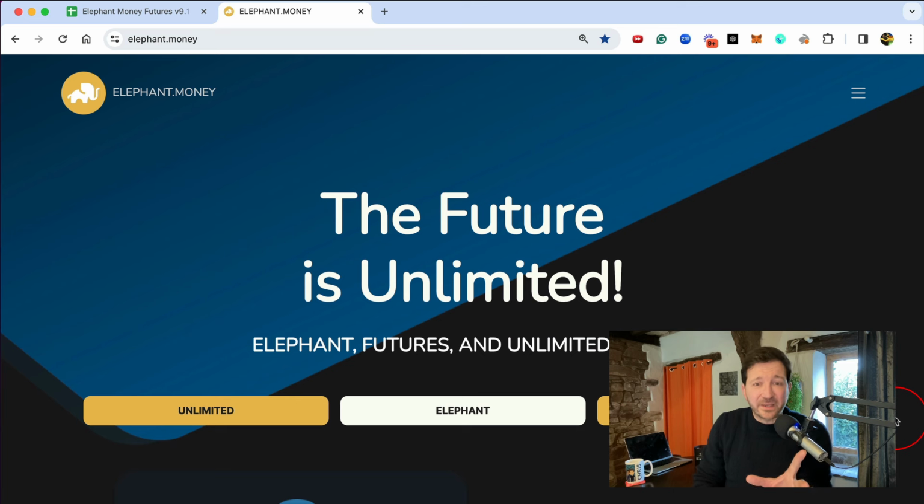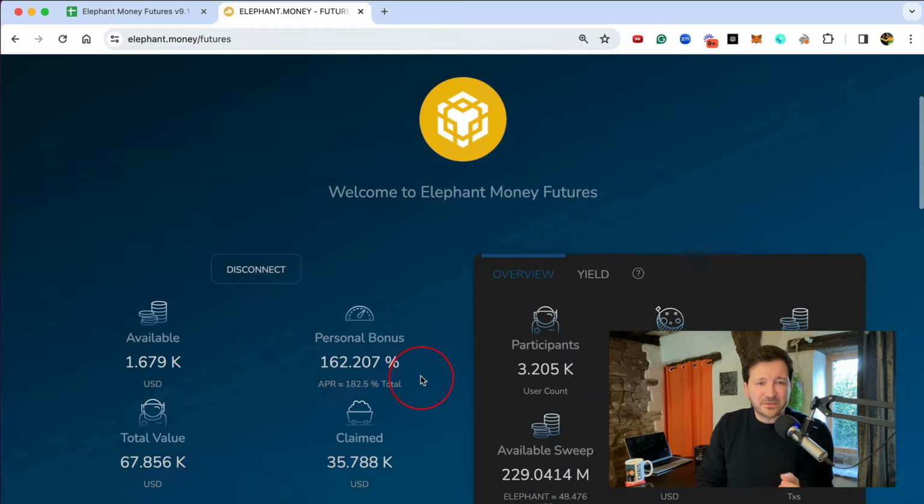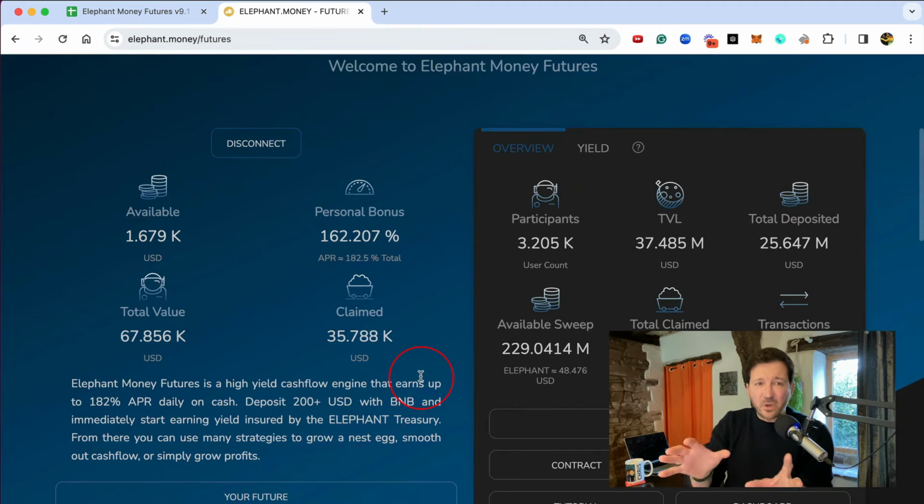So here I am at Elephant Money itself, as you can see on the screen, and I'm going to click on Futures, and I'm logged into my wallet. So you're going to see all my details and bits and pieces here. Now, I'm not going to break down how this works or what exactly it is that we are looking at. We do have separate videos here at Fly In DeFi that do break down how Elephant Money and how this product of theirs, Futures, works. But there are a few things in particular that I do want to draw your attention to.